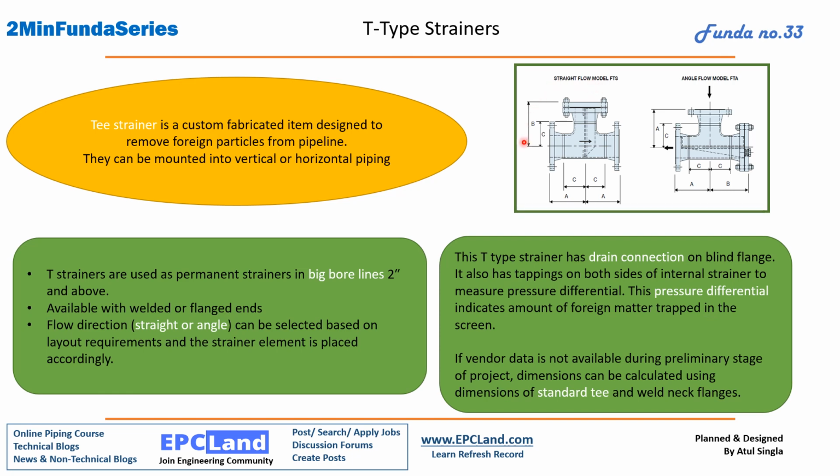And in this case, if we are not getting vendor data at the start of the project, we can always go ahead with T dimensions, which are standard, along with the weld neck flanges. So we can go ahead with our piping system design based on these dimensions.